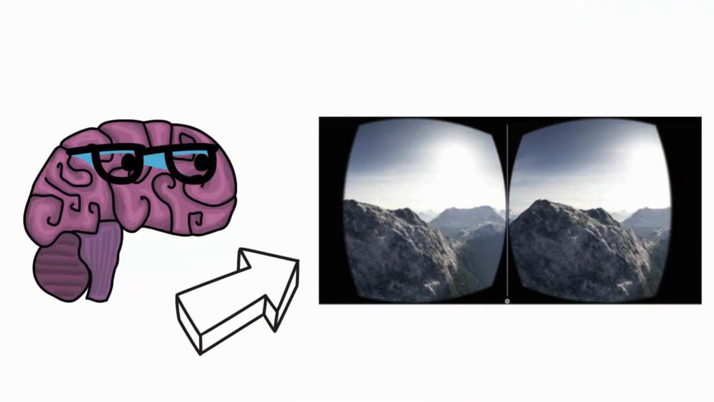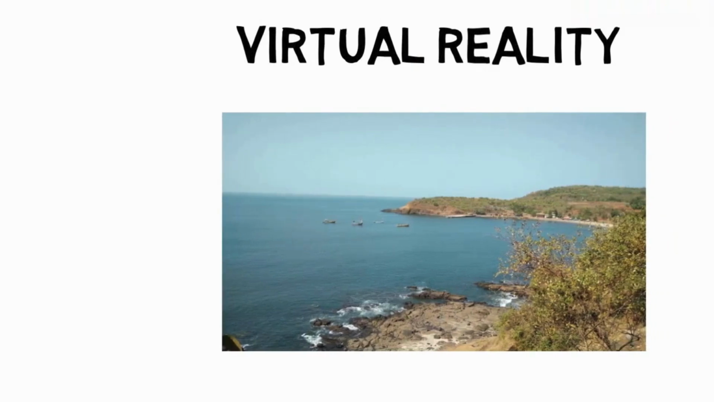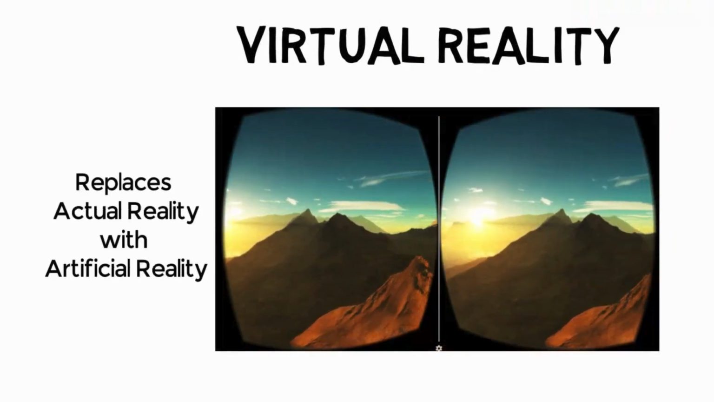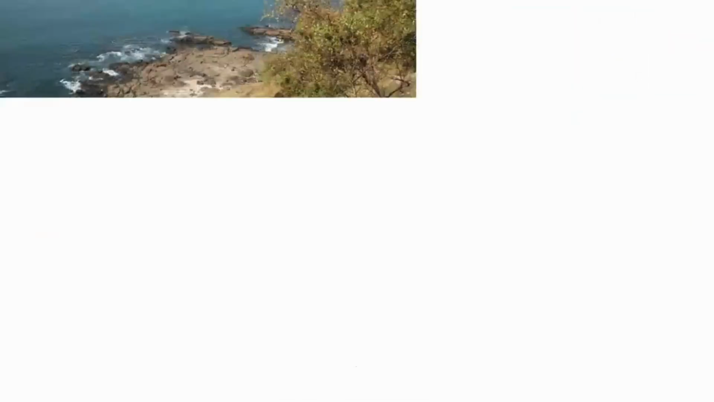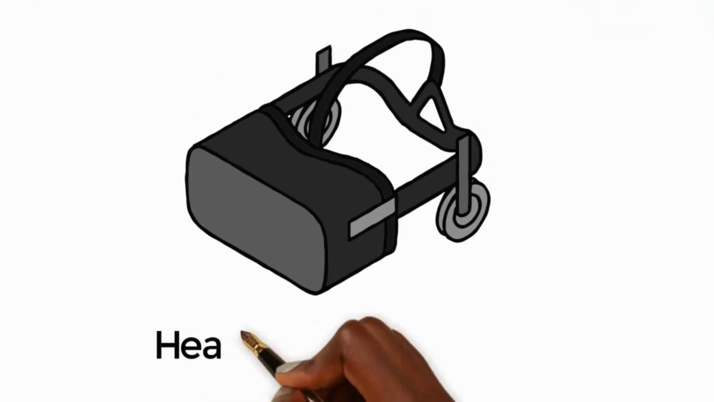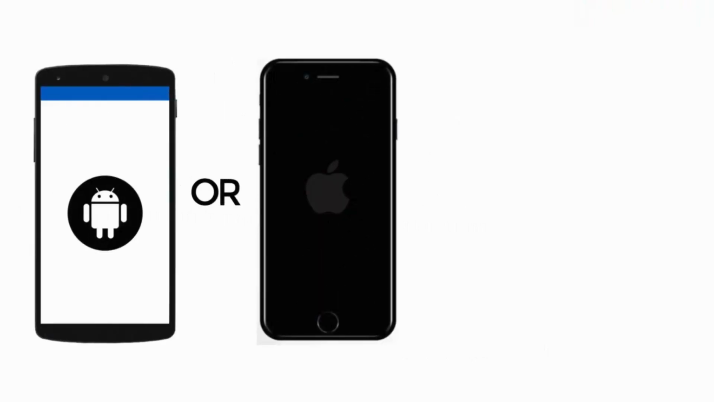So guys, after explaining you virtual reality in detail, next let's look at some differences between VR and AR. Virtual reality completely replaces your actual reality with an artificial reality. Augmented reality adds virtual objects inside your actual real-world environment. For experiencing virtual reality, you require a head-mounted device which will immerse you completely inside a virtual world. Augmented reality can be experienced just with the help of an Android smartphone or an iPhone.